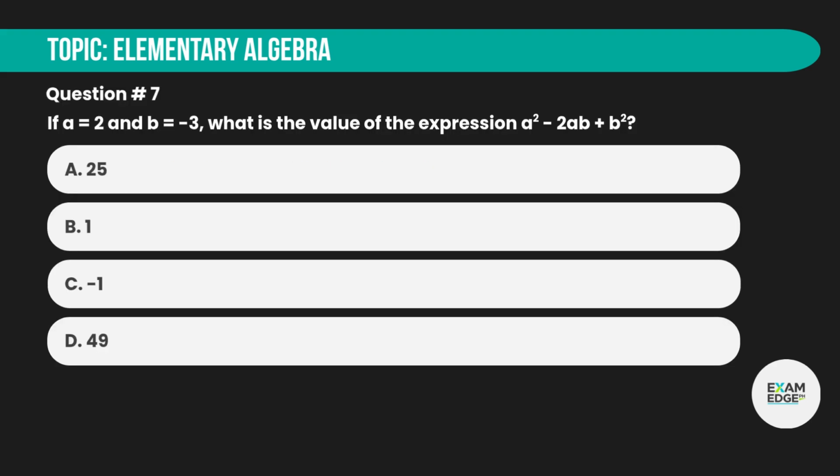Question number 7. If a equals 2 and b equals minus 3, what is the value of the expression a squared minus 2ab plus b squared? A. 25. B. 1. C. Minus 1. D. 49.